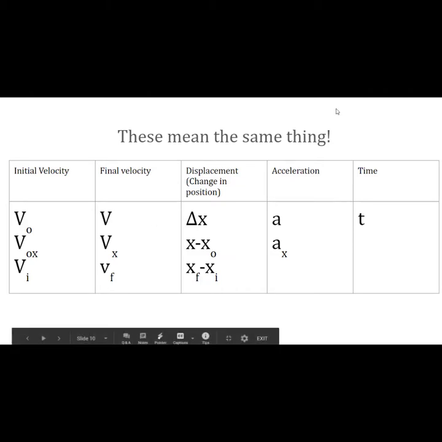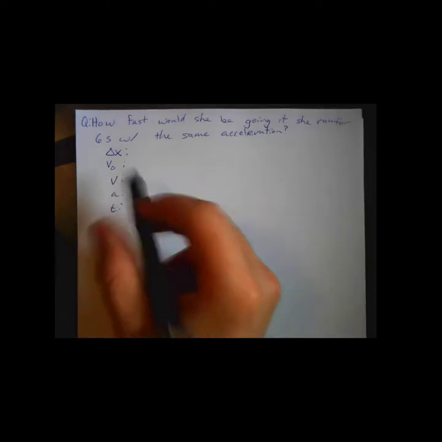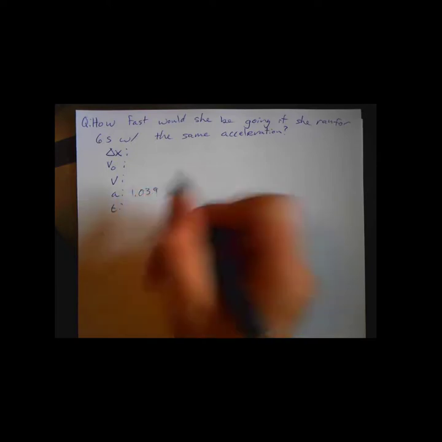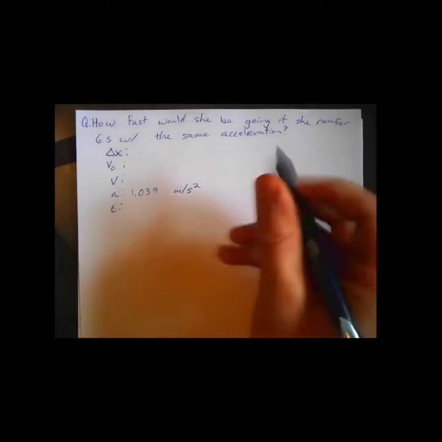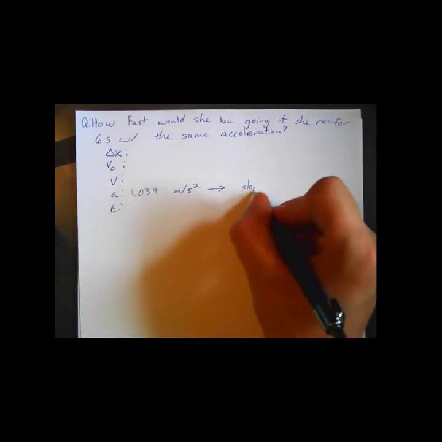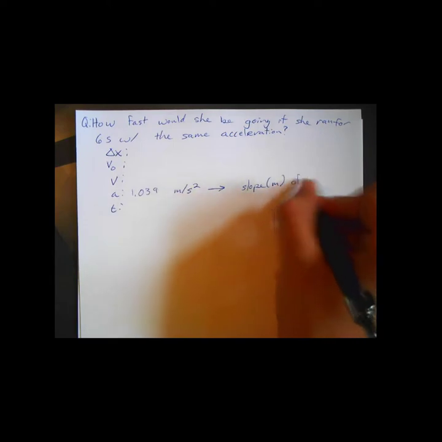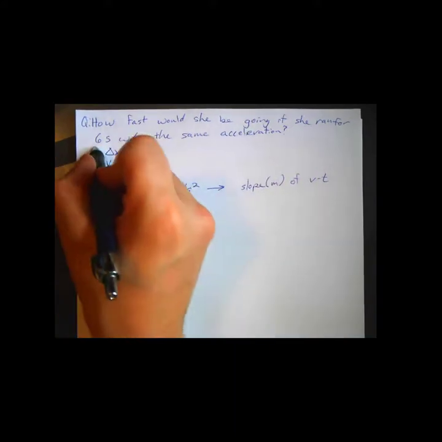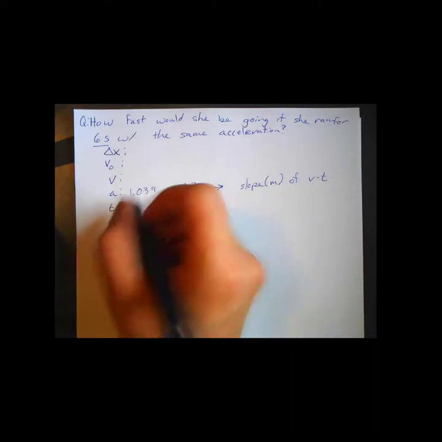So now let's solve that problem. I want to know, how fast would she be going if she ran for 6 seconds with the same acceleration? So we know that her acceleration is 1.039 meters per second squared. That came from the slope of the vt graph. And that might be given to you, or you might get it from a slope. We know 6 seconds because it's given in the problem.